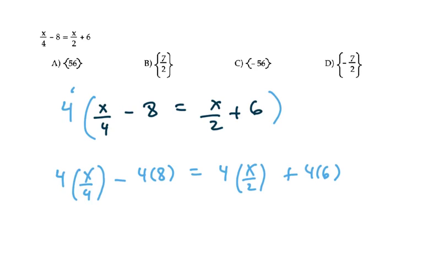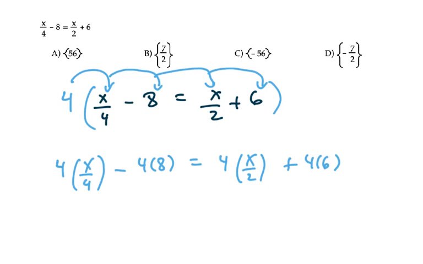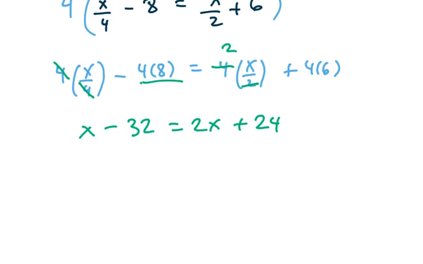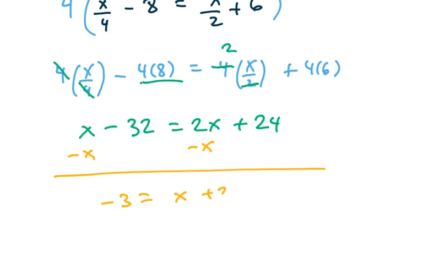And where this is coming from, I'm distributing 4 into each of these. So the next question that should pop in your head is why? Well, that's because 4 divided by 4 is 1. I'm just going to go ahead and clean that up. 4 times 8 is 32. 4 divided by 2 is 2. And 4 times 6 is 24. All right, again, my aim is to subtract x from both sides because I'm trying to keep x positive.